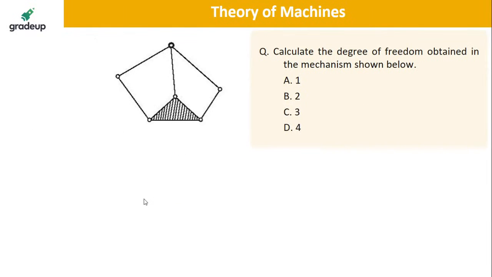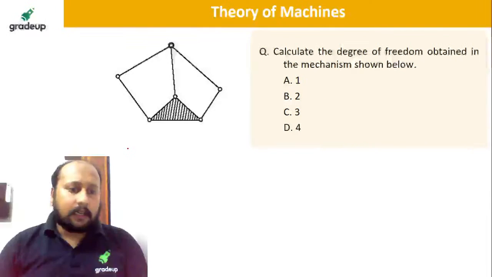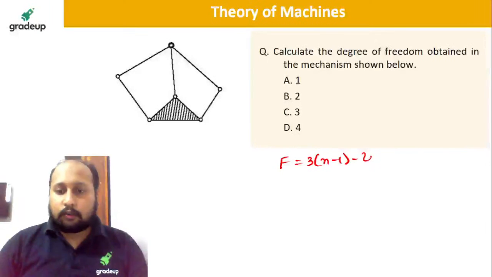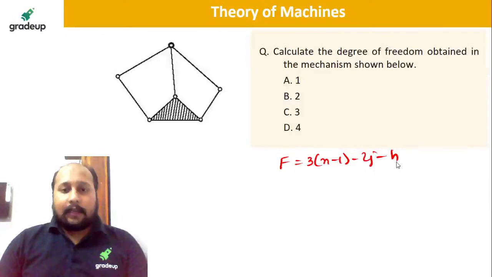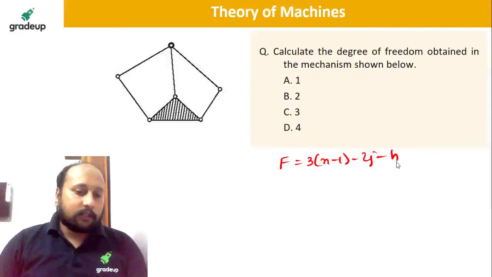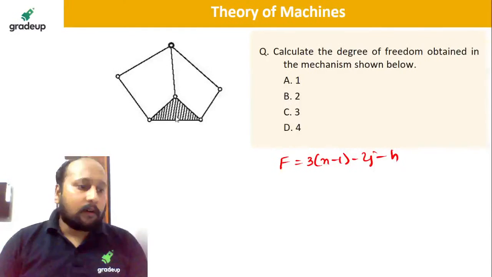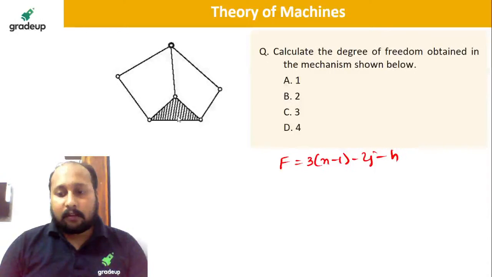What is the degree of freedom of this particular mechanism? Direct formula, use Kutzbach equation, F equals 3(n minus 1) minus 2j minus h. So what will be the degree of freedom of this particular mechanism? Is it 1, 2, 3 or 4? Very good. Let us count the numbers. By counting the number of links, you will get the answer.